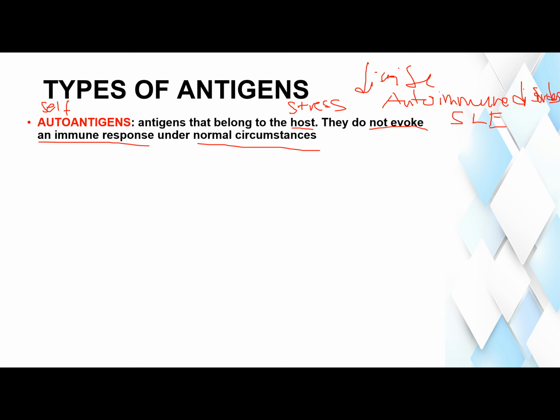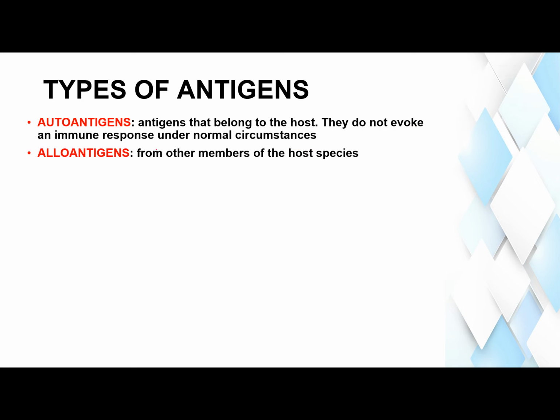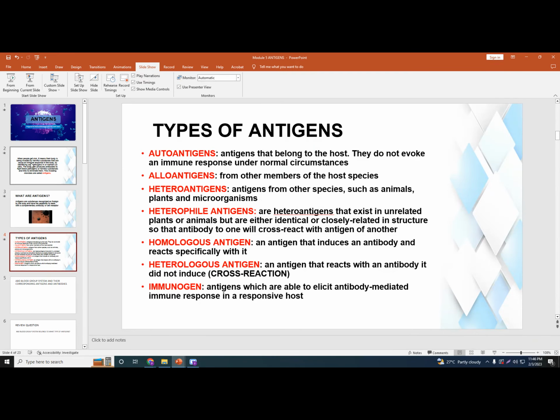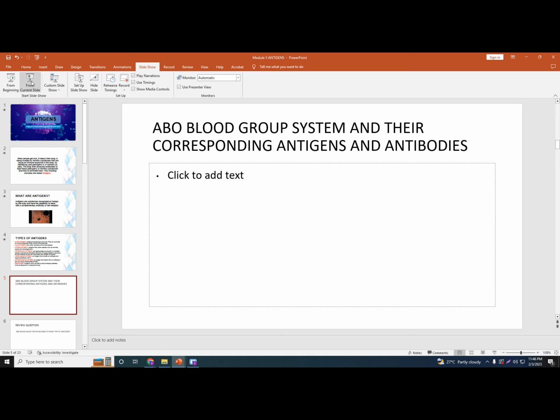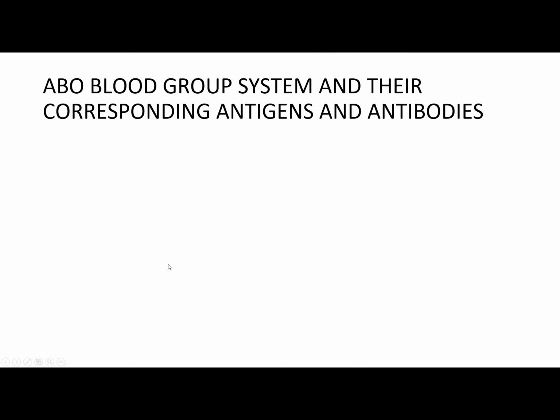The next type of antigen would be your alloantigens. This would come from other members of the host species. One of the most common examples of alloantigens in humans is the blood group system, and one of the most common blood group systems is your ABO blood group. To explain this, let me go to this slide: the ABO blood group system and their corresponding antigens and antibodies.